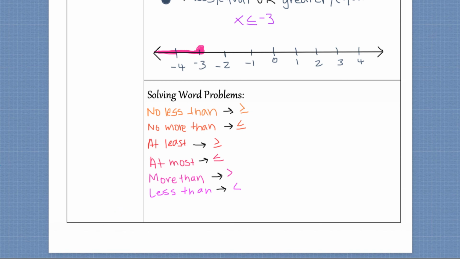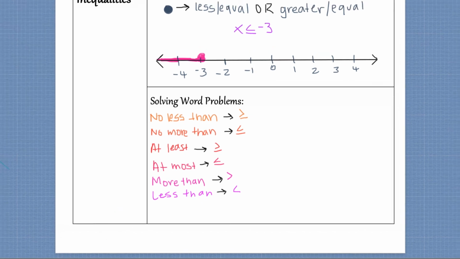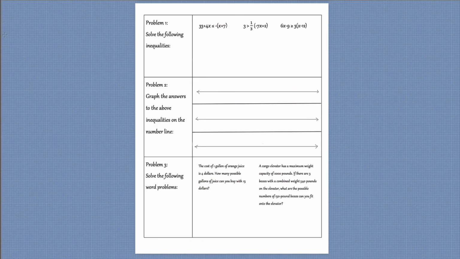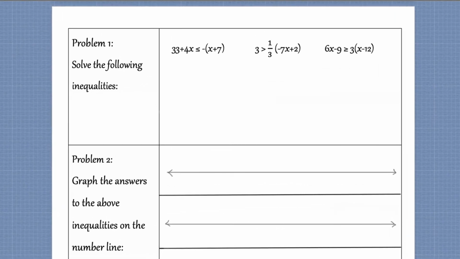Let's move on to the next page for some practice problems. Problem 1 says solve the following inequalities. The first inequality says 33 plus 4x is less than or equal to -x plus 7.